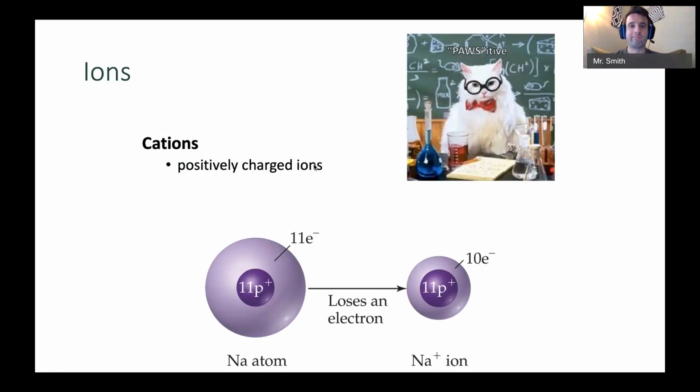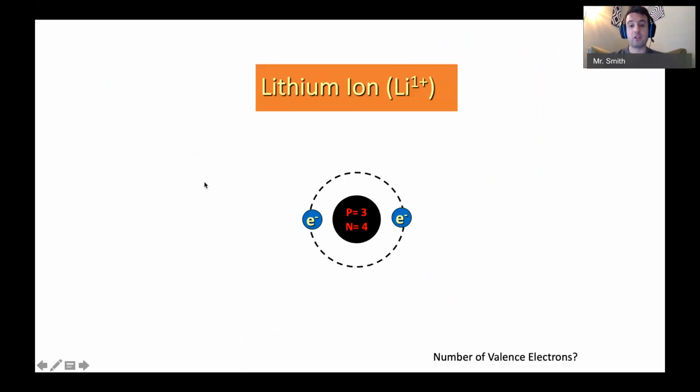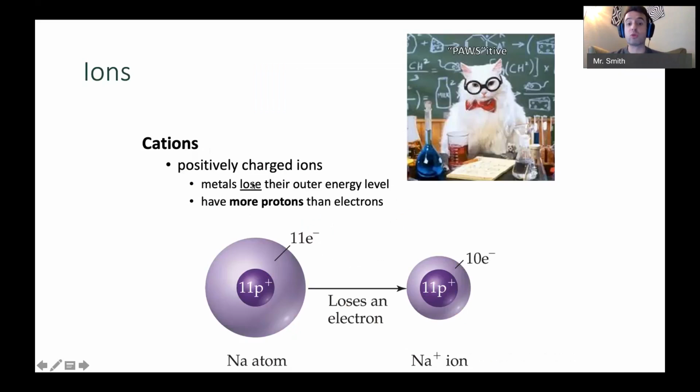Yeah, anyway, so you'll notice that here the sodium ion is losing an electron and it becomes smaller as well. That's kind of a fun fact. So that's just what they're saying. This generally happens for metals. Metals lose their outer energy level, and then they'll have more protons than they have electrons. That's kind of what we're saying here.